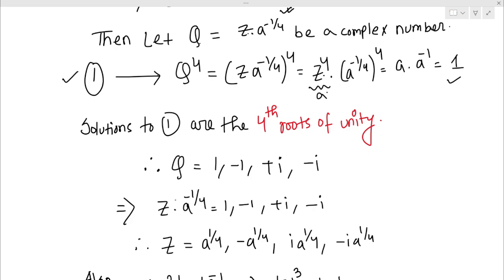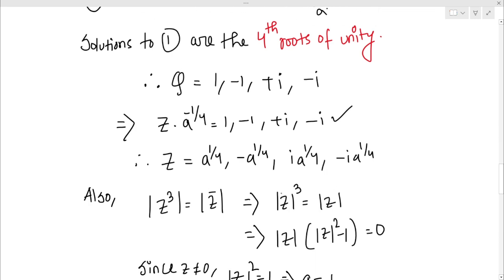Now we can put the value of q, which we had assumed earlier, which is z into a to the power minus 1 by 4, equal to these four values. Then you can multiply a to the power 1 by 4 on both sides simply to get the value of z, like this. Now we do not want the answer in terms of a, right?